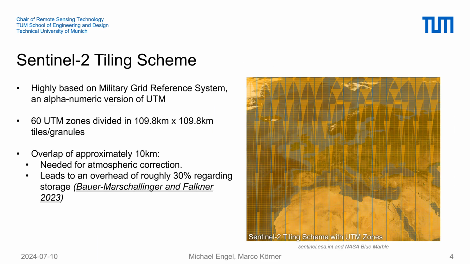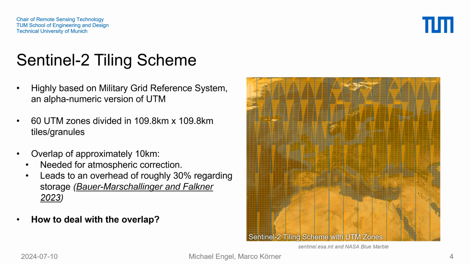Let's dig into that. The Sentinel-2 tiling scheme used for storing the data is highly based on the MGRS, the military grid reference system, which basically is an alphanumeric version of UTM. The 60 UTM zones are divided into roughly 110 km times 110 km tiles. However, for our considerations, we identified the overlap of roughly 10 km to be the gist of the matter. It's needed for atmospheric correction, but leads to a storage overhead of roughly 30%, as discussed in the study of Bauer, Marschallinger and Falkner.